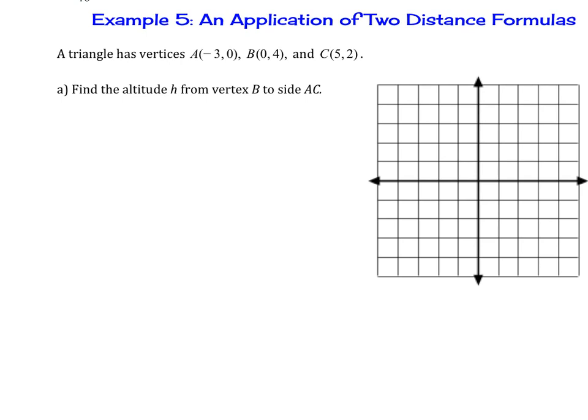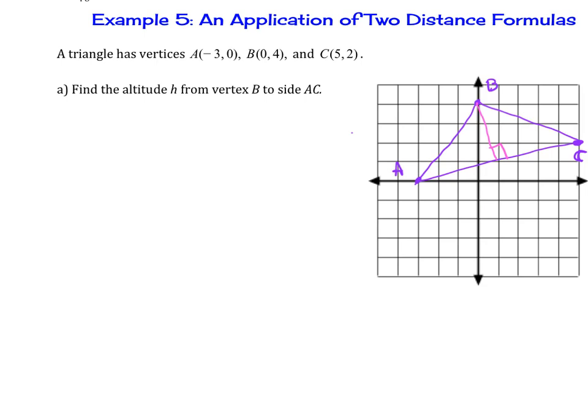So plotting these points, A is (-3, 0), so this is A, and then B is (0, 4), and C is (5, 2). So here is our triangle. And we want to find the altitude h from vertex B to side AC. Remember, an altitude drops straight down and is perpendicular to the other side. That's going to help us with the area of the triangle, because it's 1/2 base times height for the area of a triangle.